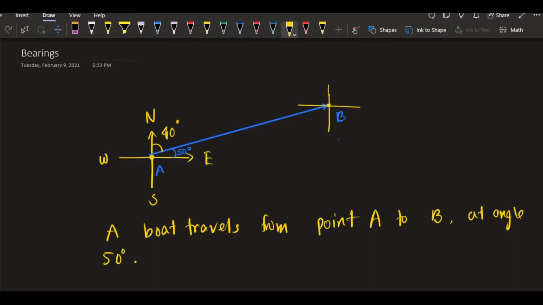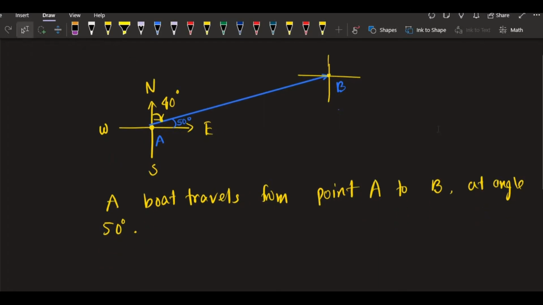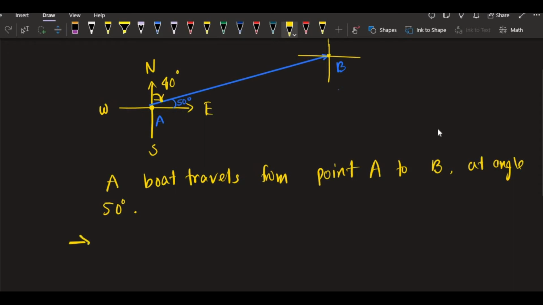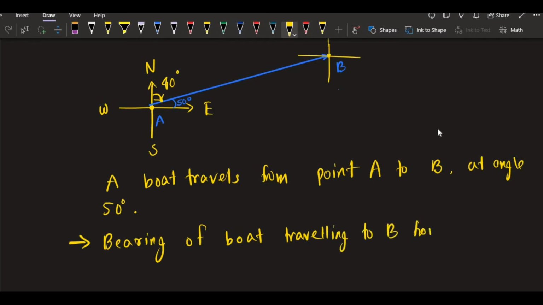So the bearing is basically the angle taken from the north. The angle taken from the north is called the bearing. So we can tell that the bearing of the boat traveling to B from A is 50 degrees. Sorry, not 50, 40 degrees.